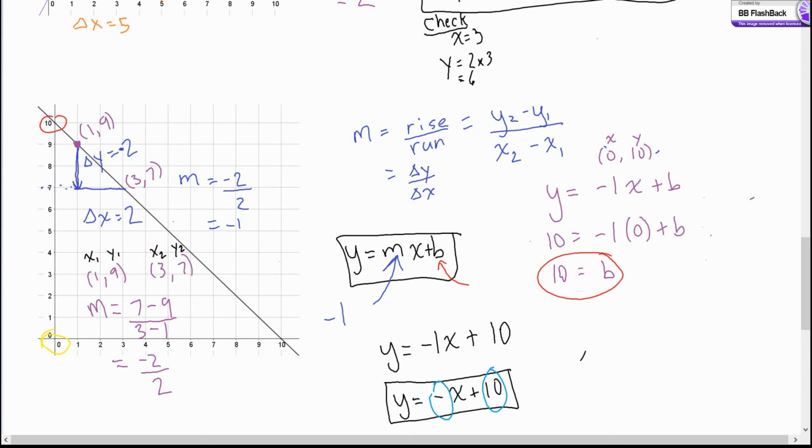Most people find it really helpful to write over top of the points x1, y1, x2, y2. You've got 4 different things here. It just helps you to keep it straight and to make sure that you put the right numbers in the right place. We'll do more of that later.